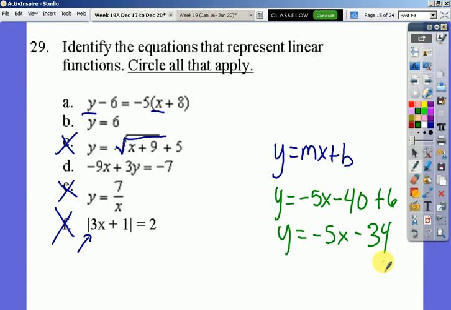Is this of the form y equals mx plus b? Yes, it is. Are we putting an X on all the ones that don't work? Yes. So this works, right? A works. What about B? Is that linear? Does it form a line?